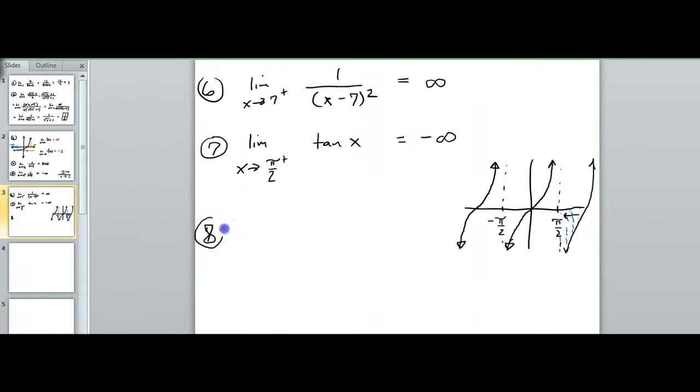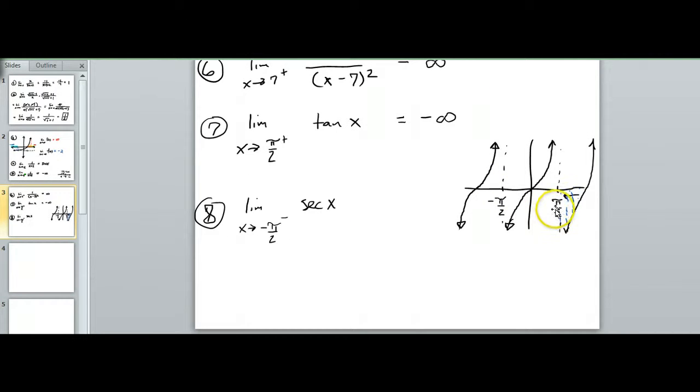Oops, 8. Alright, 8, we've got the limit as x approaches negative pi over 2, this time from the left. And we're looking at the secant function. Now, secant is the reciprocal of cosine. Alright, so the cosine graph is symmetric at the y-axis.